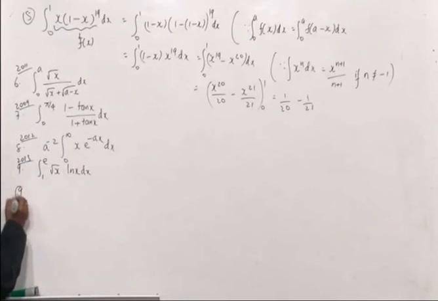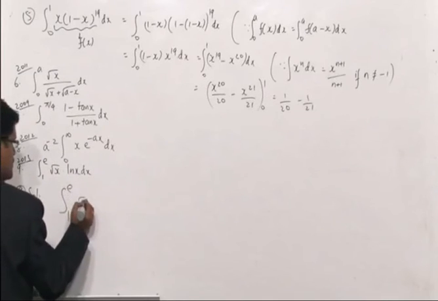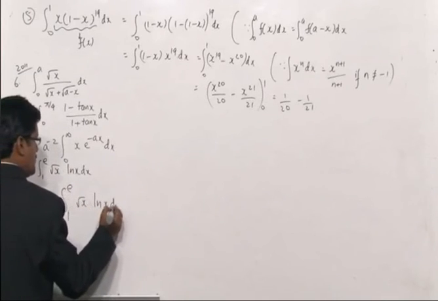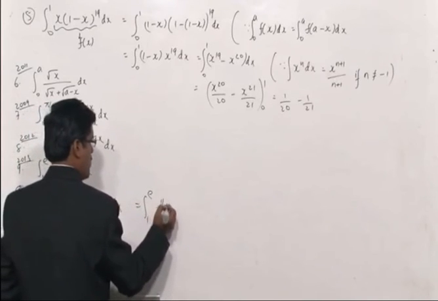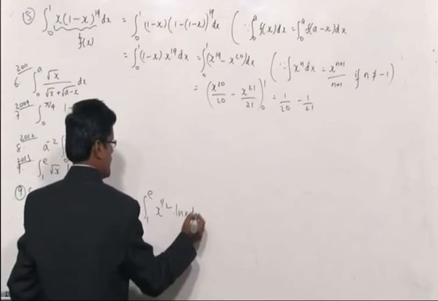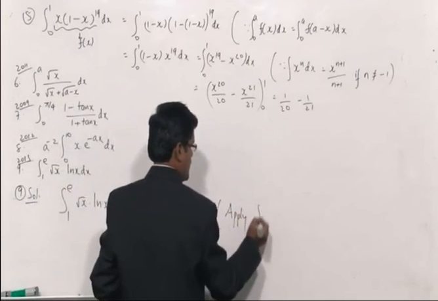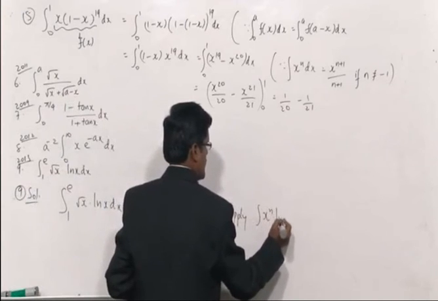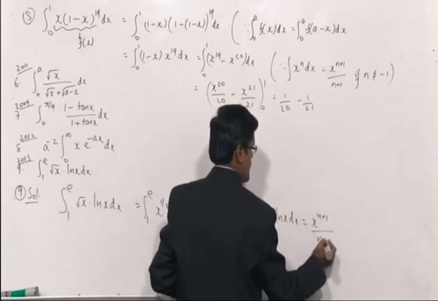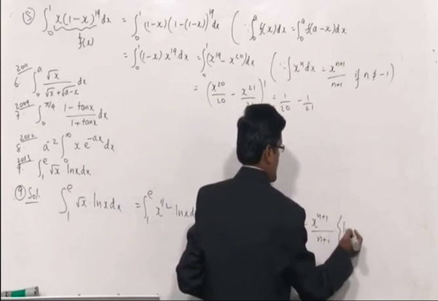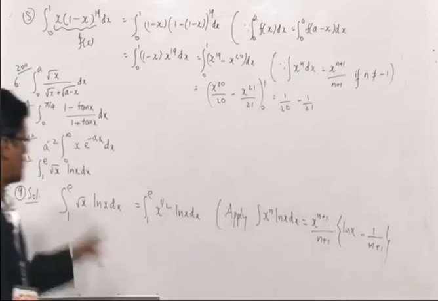So ninth, let me complete. I have given the formula already. ln x means natural logarithm, base e. This can be expressed as x power half into ln x dx. Here apply what I have given: integral of x raised to n into ln x dx equals x raised to n plus 1 by n plus 1 into ln x minus 1 by n plus 1. This I already gave in the note point formulas. Later you apply.